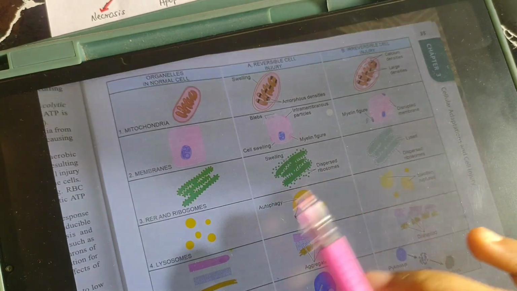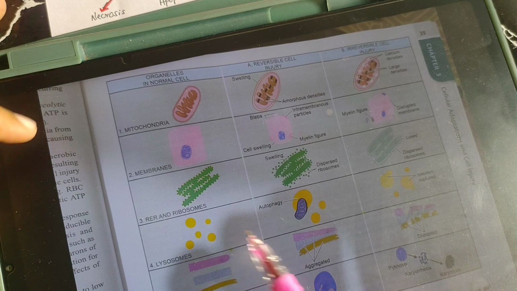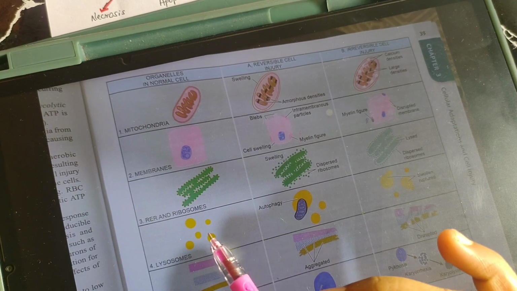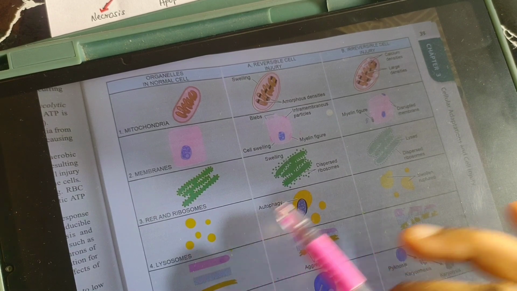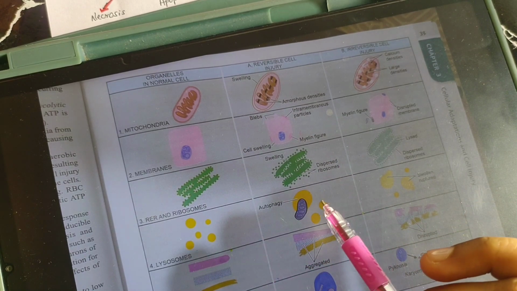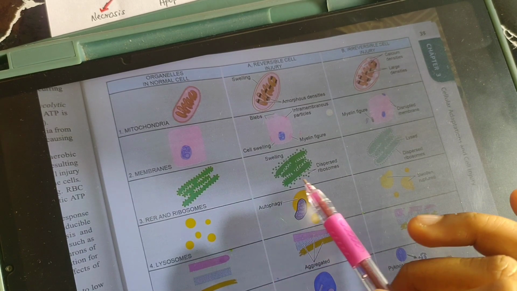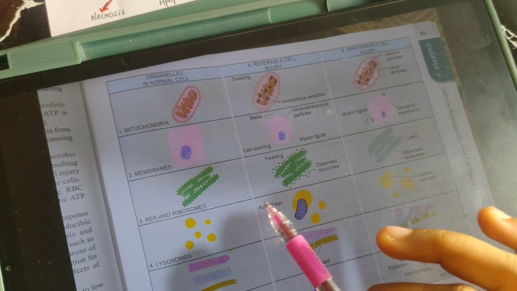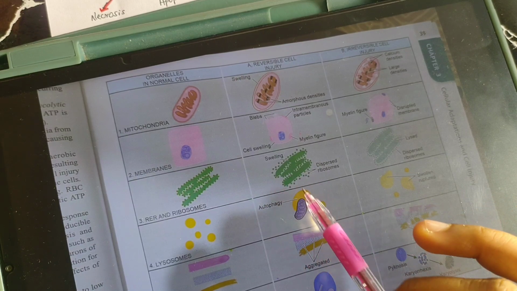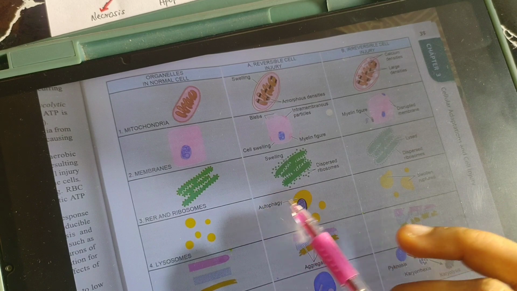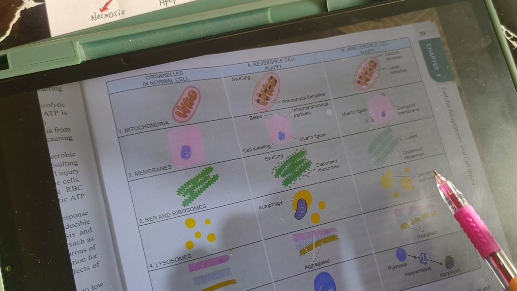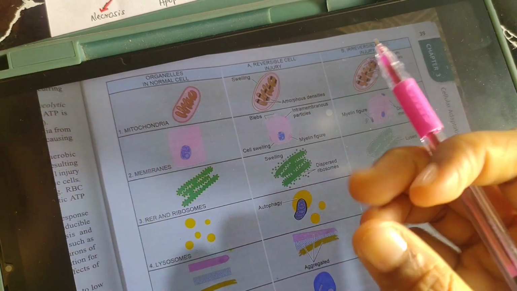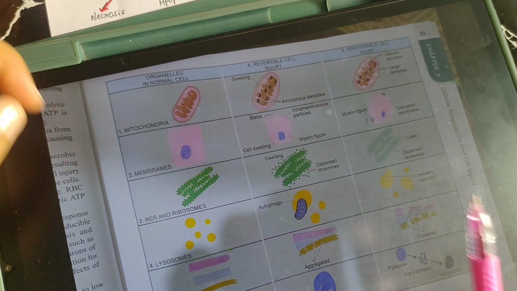And lysosomes are the suicide bags of the cells, as you know. They destroy foreign particles by phagocytic action, whereas in reversible cell injury they destroy the cell's own mitochondria. This condition is called autophagy. Auto means self, phagy means eating, self-eating, like the lysosome eating its own mitochondria. And in irreversible cell injury, these lysosomes become swollen and then rupture.